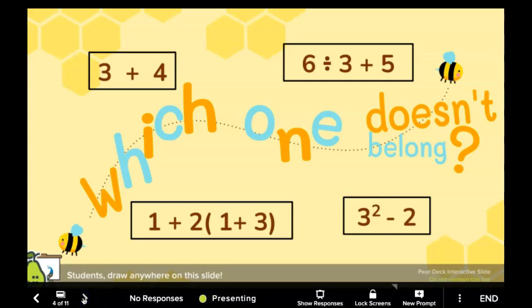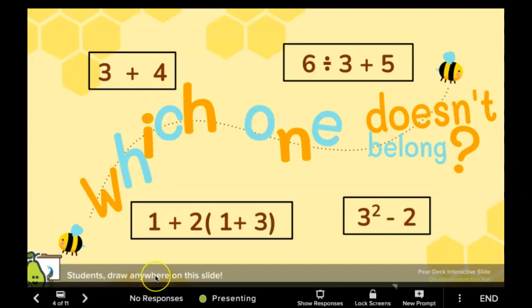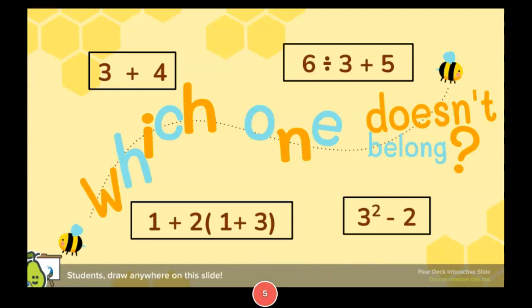So here, which one doesn't belong? Pick one and be ready to share, because I did not put a share box. All right, I'll give you another minute. Okay, I'll start from the bottom one. Ayman, which one doesn't belong and why?